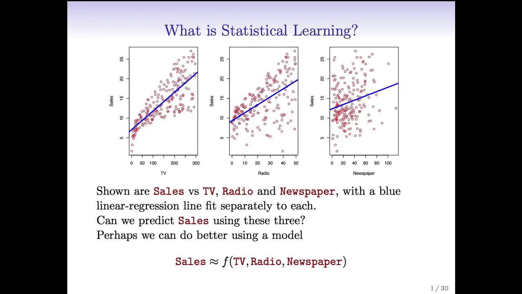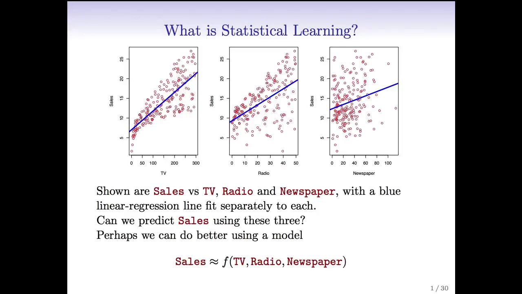These are sales figures from a marketing campaign as a function of the amount spent on TV ads, radio ads, and newspaper ads. And you can see, at least in the first two, there's somewhat of a trend. In fact, we've summarized the trend by a little linear regression line in each. So we see that there's some relationship. The first two, again, look stronger than the third.